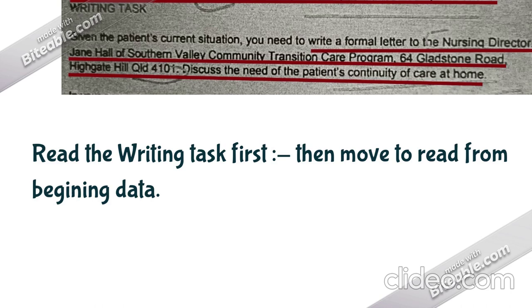Given the patient's current situation, you need to write a formal letter to the nursing director, Jane Hurd of Southern Valley Community Transition Care Program, 64 Gladstone Road, Highgate Hill, QLD 4101. Discuss the need of the patient's continuity of care at home. So in this writing task, we come to know that we are writing a formal referral letter to the nursing director, our requirement is continuity of care at home, and this is not a known case. So this much information we got from the writing task.